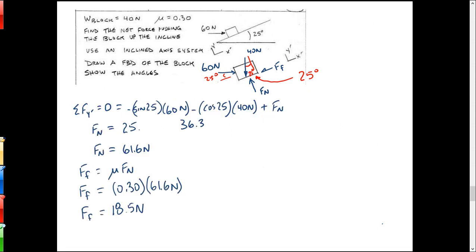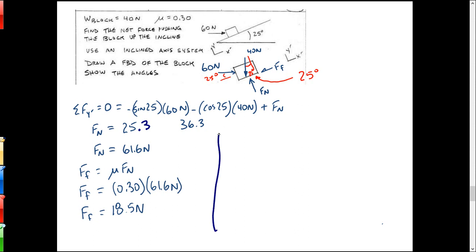Okay. So the normal is 61.6, I think. So what we got there, 25 sine 60. It's actually 25.3 or 4. We'll just call it 3. And then the force of friction is mu Fn. That's 18.5.